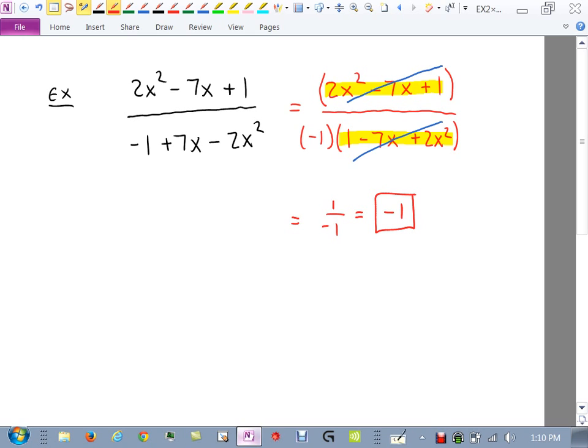It's kind of strange, isn't it? All that for less than nothing. This is just an exercise in factoring the negative 1 out. It's just to get you comfortable with it.